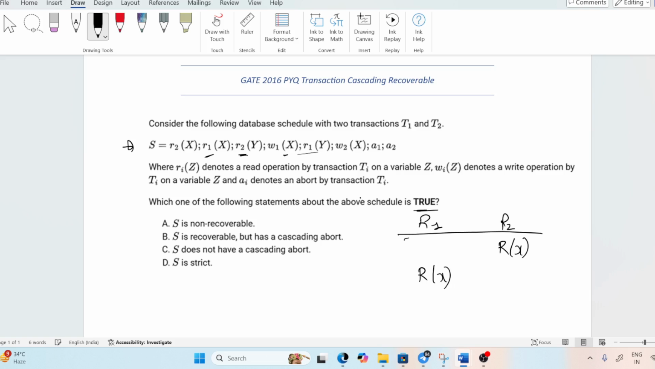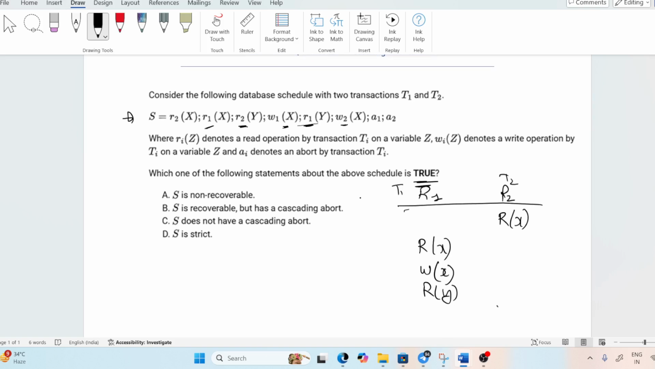Then W1 on X. We can call this T1 or R1, and T2 or R2, it is up to you, both are okay. Then T1 is doing a read operation on Y. Now the variable changes. Then we have W2 on X, meaning T2 writes on X. Now it can create a problem over here.